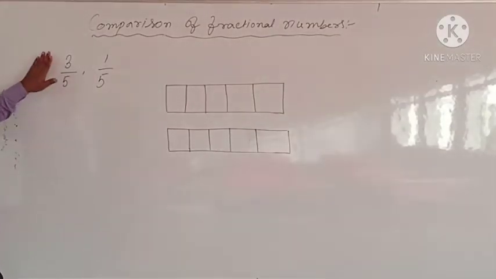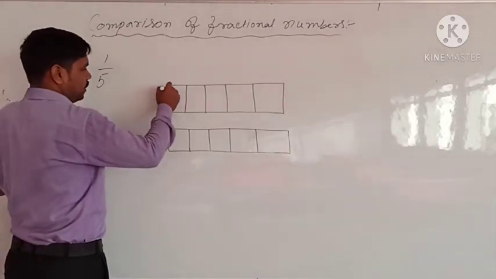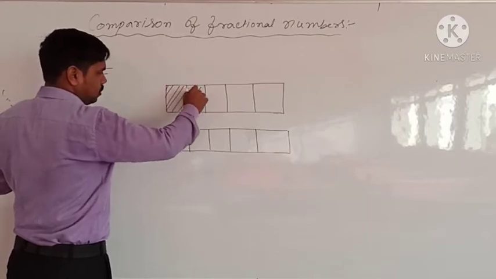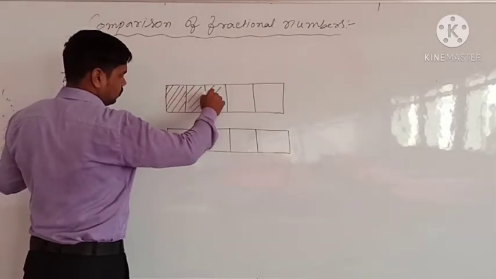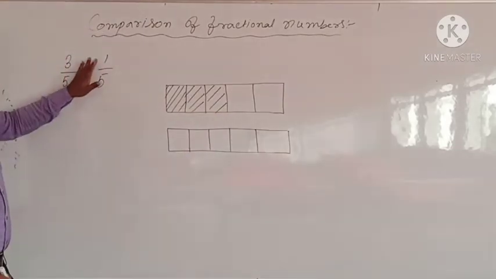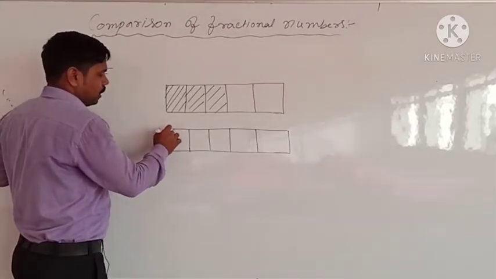Now it is saying the first one is 3 out of 5. So first we have to color 3 parts of the total. Suppose we are coloring this 3 part: 1, 2, 3. After that, in this one it is asking 1 out of 5, and in this we are coloring only 1 part.